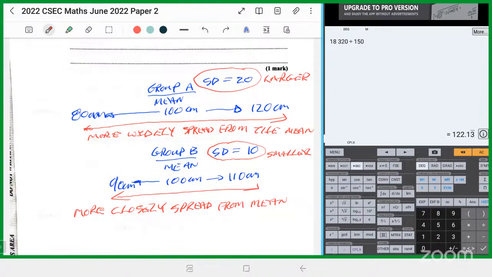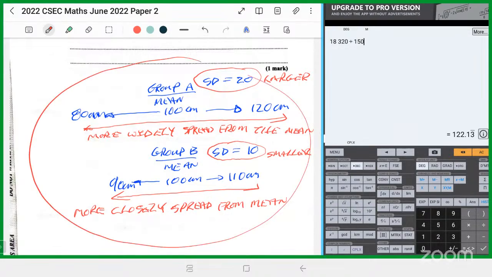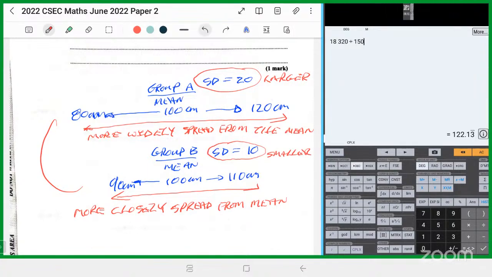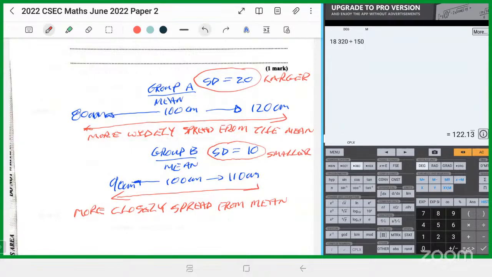Think you understand that, guys? I just used this little quick illustration to give an explanation of how you analyze standard deviation. Remember, it is from the mean as a comparison. CSEC wants you to compare two standard deviations. The higher one will result in the data being more widely spread from the mean, and the lower standard deviation will result in the data being more closely spread from the mean. And it is in comparison to the two sets of data. It's a comparative sort of thing. You're comparing data. Think you understand that, guys?